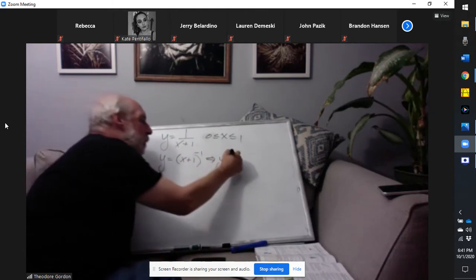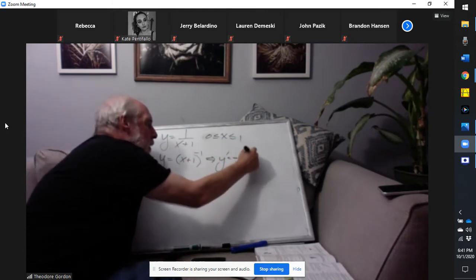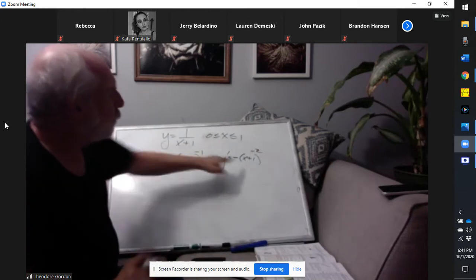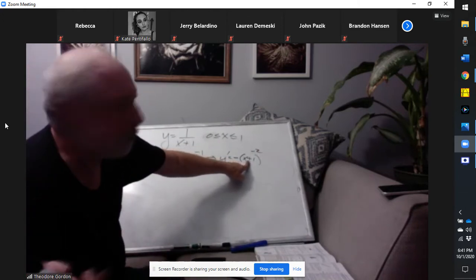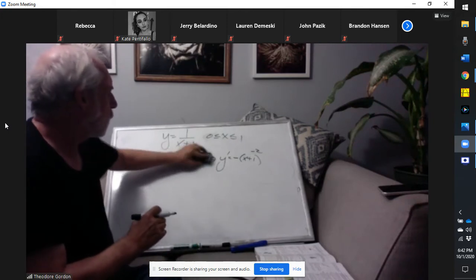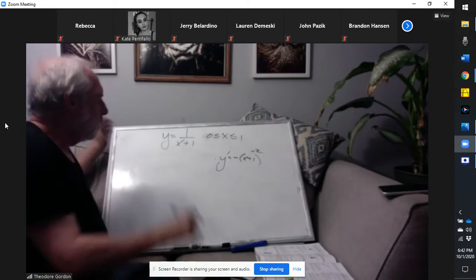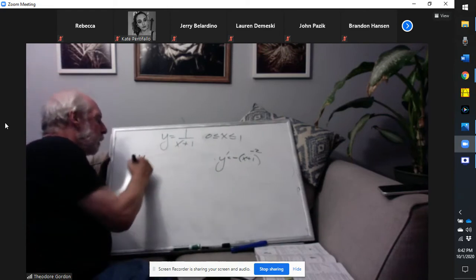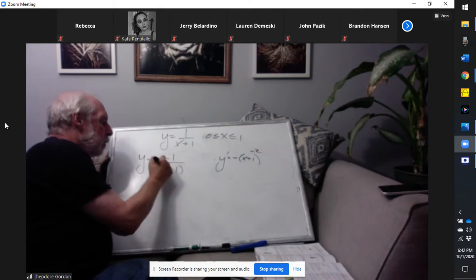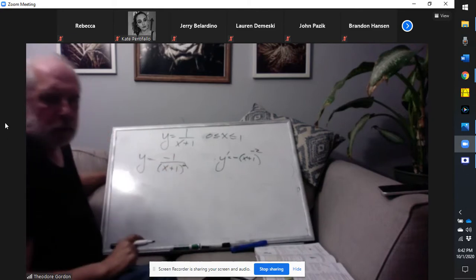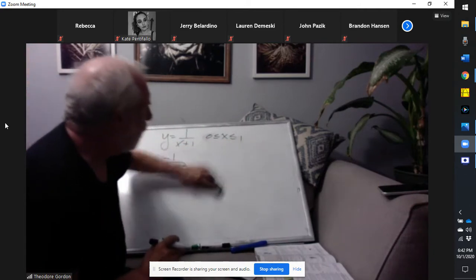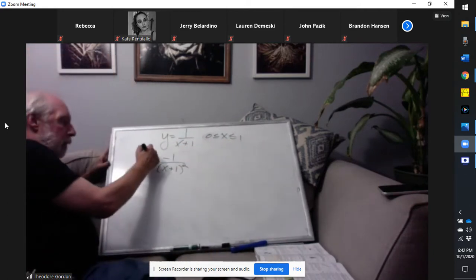Negative comes in front. Subtract 1. Chain rule: derivative of the inside is just 1, so we don't need to write anything down. So our derivative looks like this, negative 1 over x plus 1 squared. Right. That's what I got so far too. Okay, so that's the derivative.